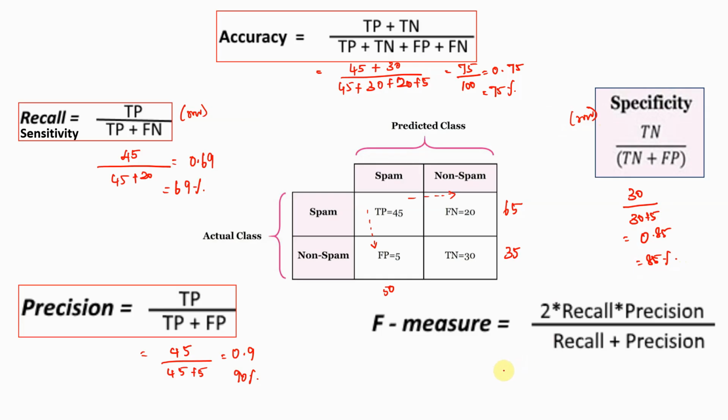And followed by we have the F measure, which is a balance between recall and precision. So 2 into the recall value, which is 0.69, and the precision value, which is 0.9, divided by recall 0.69 plus 0.9. So we are getting 0.78, which is above 0.5. So almost your model is providing good performance with 78 as the F measure score.